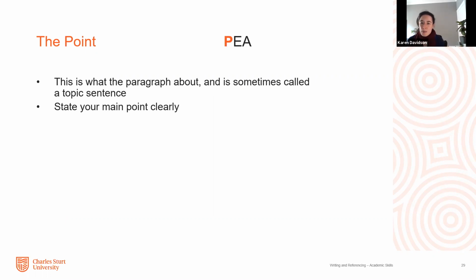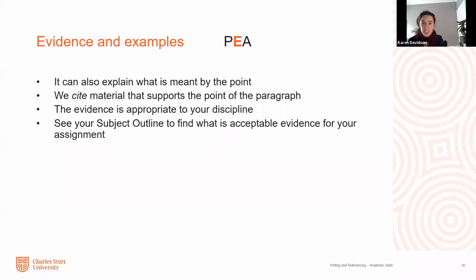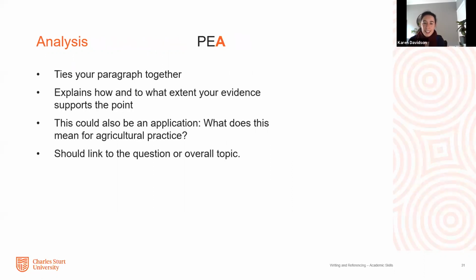It tells the reader the point of the paragraph and takes them to the next stage in the argument. The evidence supports the point, explains, elaborates, exemplifies, draws on literature relevant to the discipline. And analysis explains, interprets, evaluates the evidence, ties the paragraph together, and also can link to the next point. So it's your value add or interpretation for the reader. This is significant because, tell the reader why, okay? So you might like to include, for example, what the practical implications are for agricultural practice.